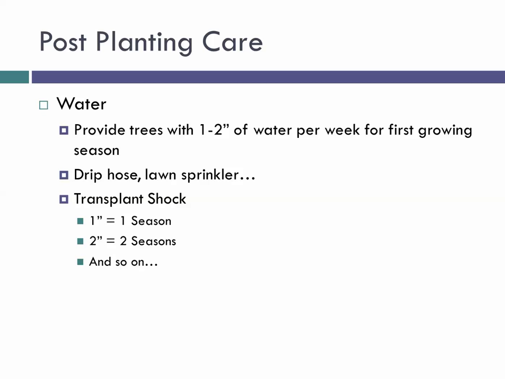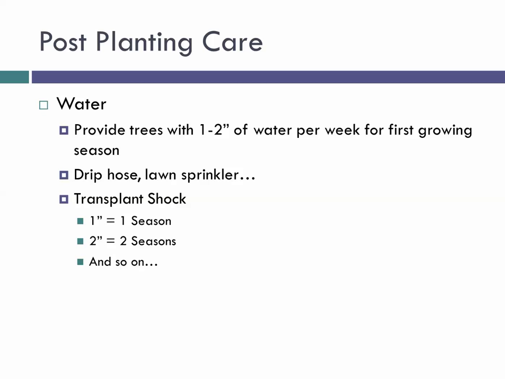How you put that water on is going to be up to you. You can use a drip hose, you can use a lawn sprinkler, you can stand there soaking it yourself. I like to use a fan sprinkler that slowly goes back and forth across the yard. I throw a container out there to collect the water. When I see there's 1 inch of water in there, I know I've put down enough. My neighbors think I'm watering the grass, but I'm actually watering the trees. I'm not too worried about it.